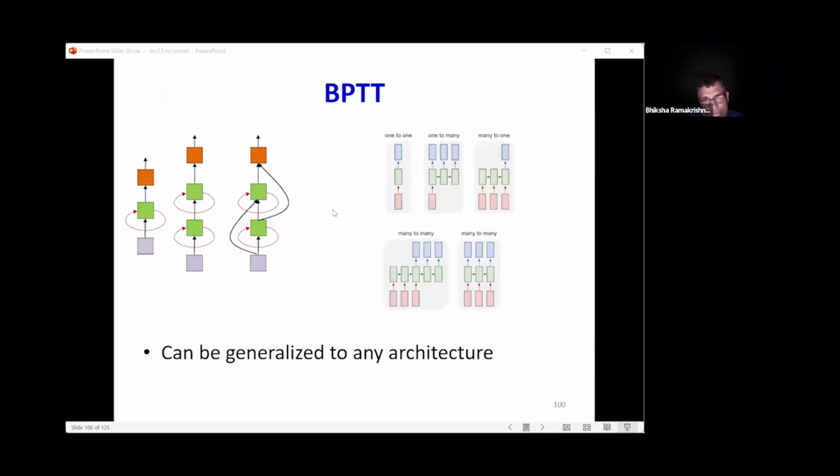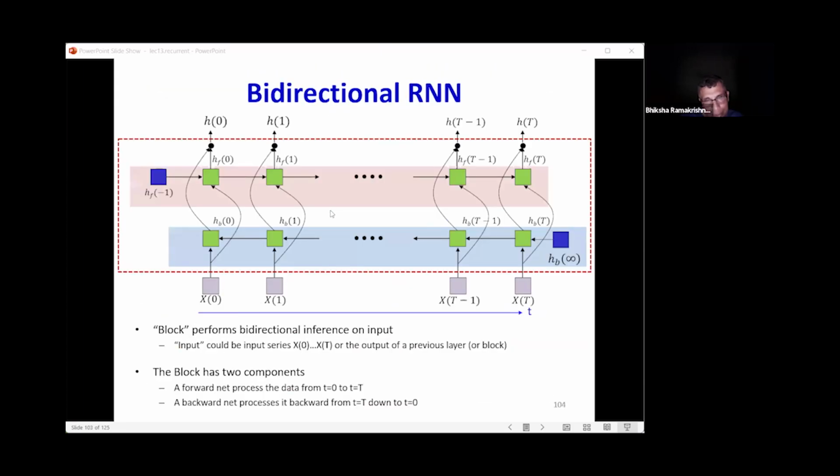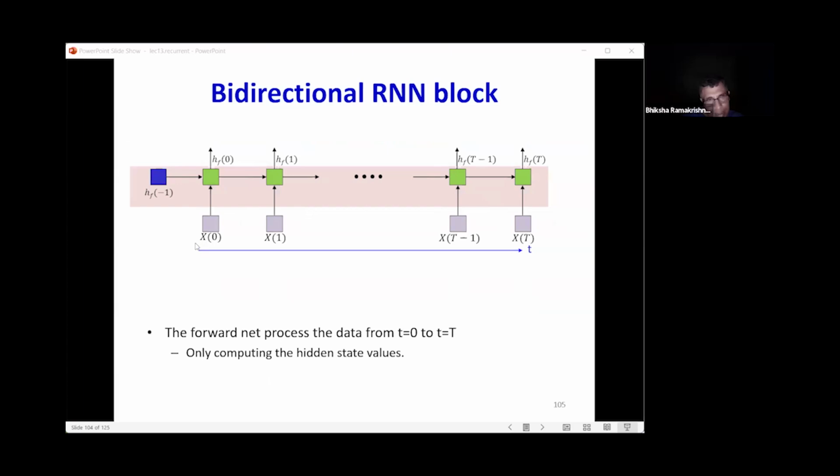So what we do is we break up the forward and the backward dependence. This is our bidirectional recurrent neural network. Within any layer of this bidirectional recurrent neural network, you have two components: a forward net, which processes the input from the beginning to the end and has this initial value h minus 1, and a separate backward net, which processes the input from the end to the beginning. So here's how the computation is done.